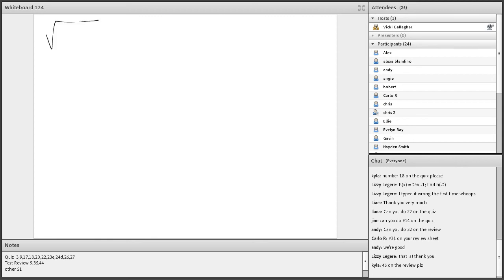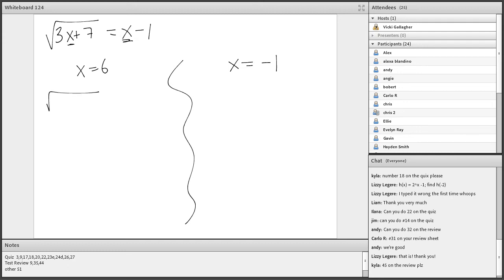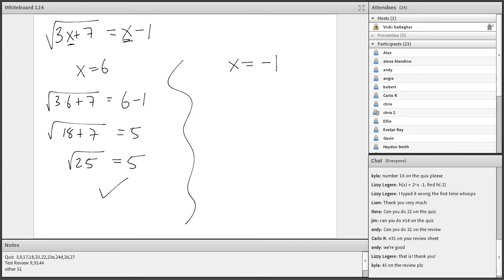My original problem was the square root of 3x plus 7 equals x minus 1. And I need to check x equals 6, and I need to check x equals -1. And so I'll start with 6, and we're plugging them into both of the x's. 3 times 6 plus 7, 6 minus 1. It's 18 plus 7, 5. Square root of 25 equals +5. We're good. 6 is a good answer.